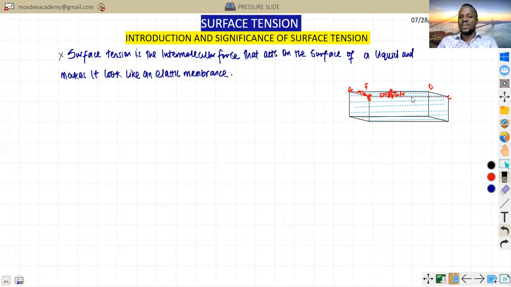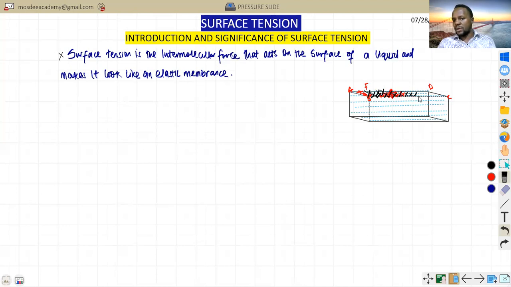Now, because of the force acting on this particular line, I want to define it in a more advanced way: the intermolecular force that acts on the surface of a liquid, when a hypothetical line is drawn on the surface, acts normal to that line. So the force will stretch the surface of the liquid and make it look something like this, because all the forces are meeting up at one point and the liquid layer here will be stretched.